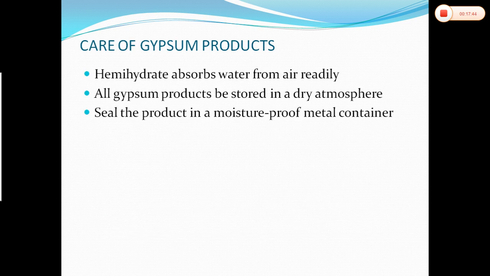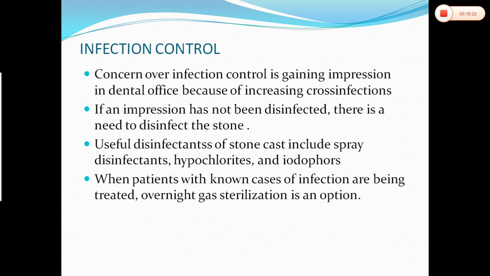Care of gypsum products. How do you take care? As we see, humidity. If there is moisture content in the atmosphere, hemihydrate absorbs water readily and will lead to partial setting. So that's why when you are storing gypsum products, they should be stored in a dry atmosphere. Always place in a dry atmosphere and seal the product in a moisture-proof metal container. So avoid any kind of moisture contamination.